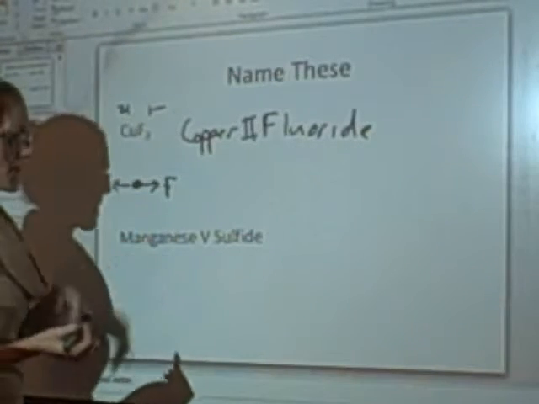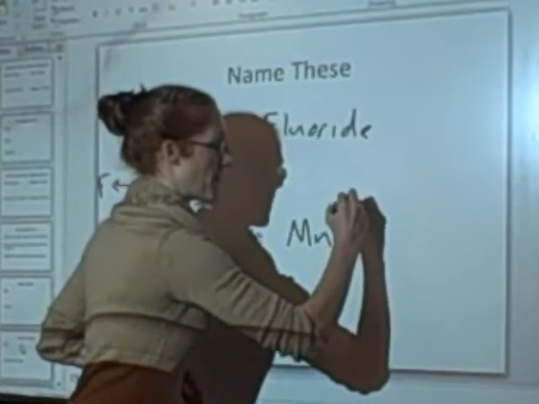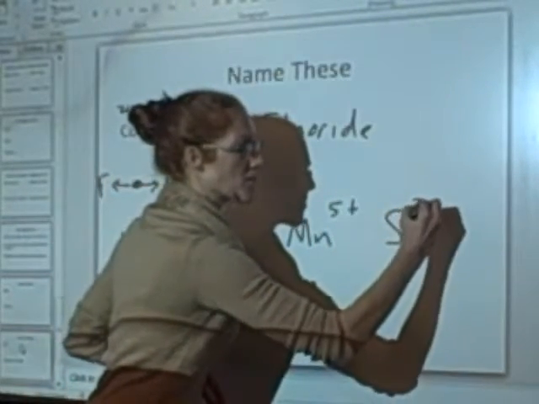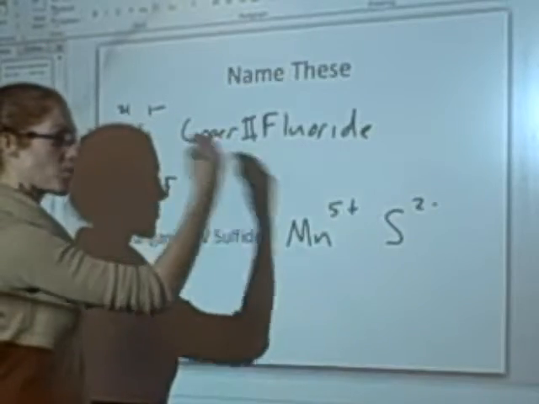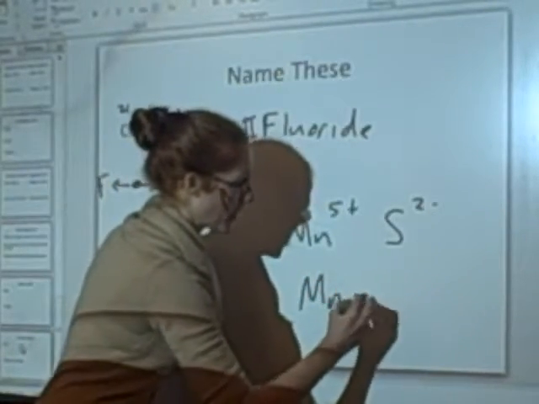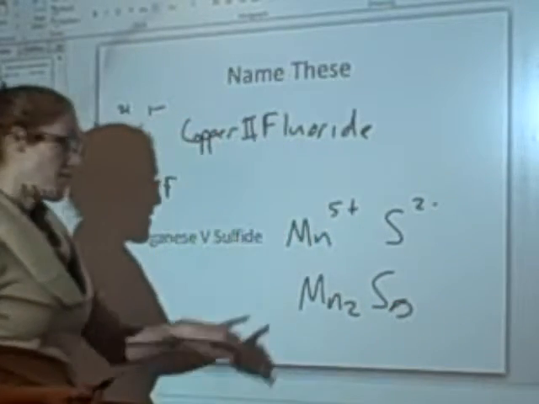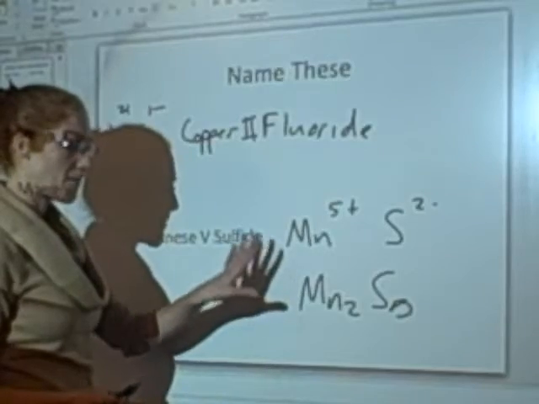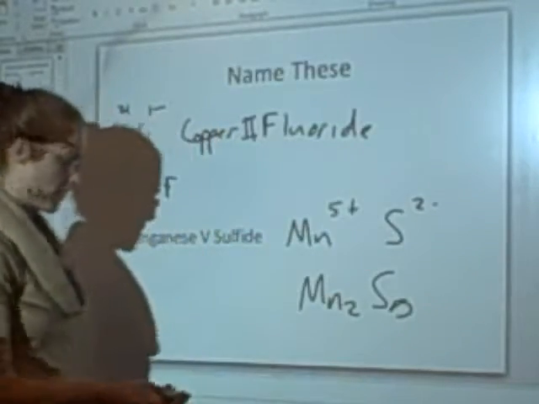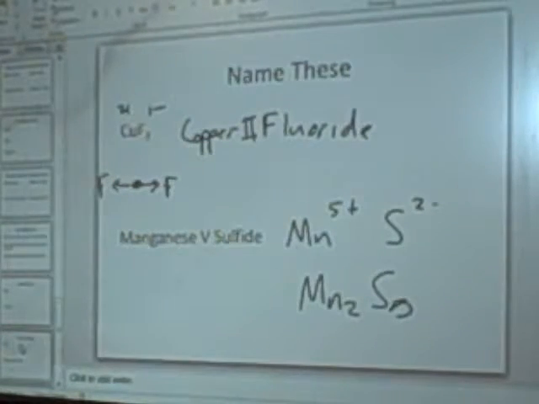If I have manganese 5 sulfide, manganese is Mn, it would be a 5+. Sulfide is S, it's 2-. Okay, so I'll just swap. So Mn2, oops, sorry, Mn2S5. That is a 5. Okay, so 2 times 5 is 10 for the manganese, 5 times 2 is a 10 for the sulfur. And one more slide.